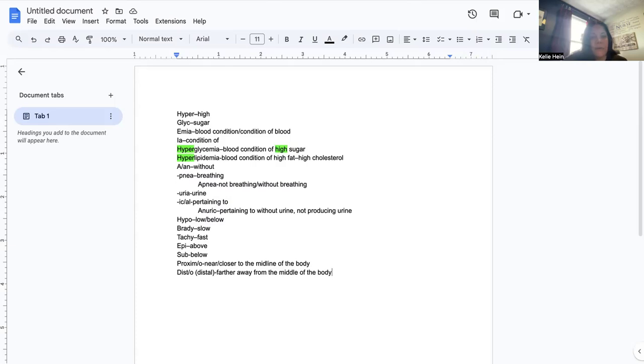We've got high and low, fast and slow, above and below. How about erythro? Red. If somebody has erythema, they have redness to the skin. An erythrocyte is a red blood cell, so we can say eryth or erythro, either way, it's going to be red. Leuco is white, like a white blood cell.